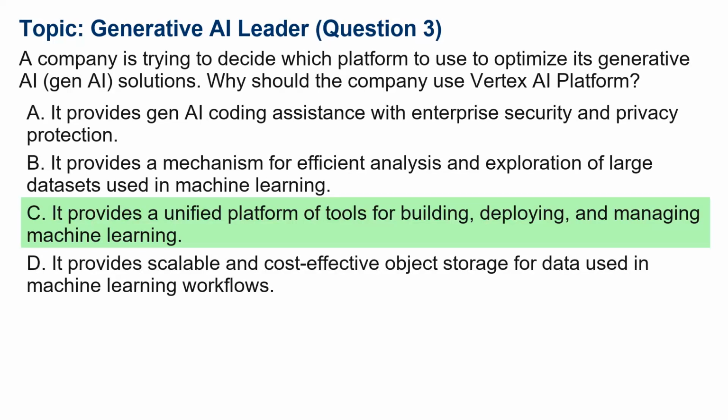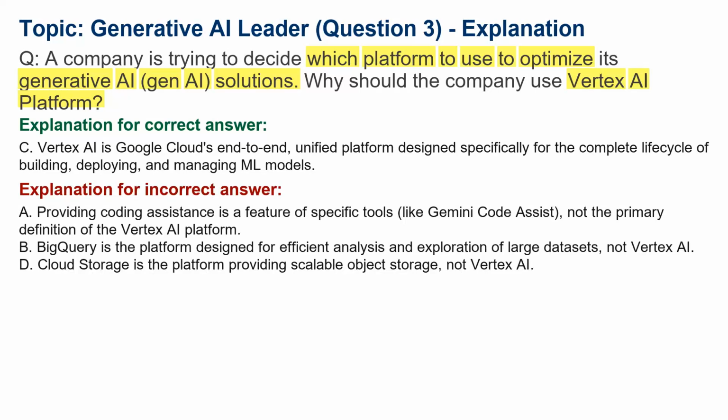The correct answer is C. It provides a unified platform of tools for building, deploying, and managing machine learning. To arrive at the correct answer, we focus on the keywords: which platform to use to optimize generative AI, Gen AI, solutions, Vertex AI platform. Why is this correct? C. Vertex AI is Google Cloud's end-to-end, unified platform designed specifically for the complete lifecycle of building, deploying, and managing ML models. Why are the others incorrect?